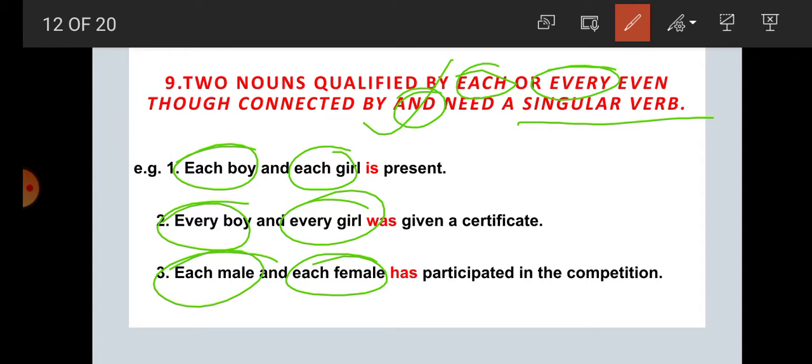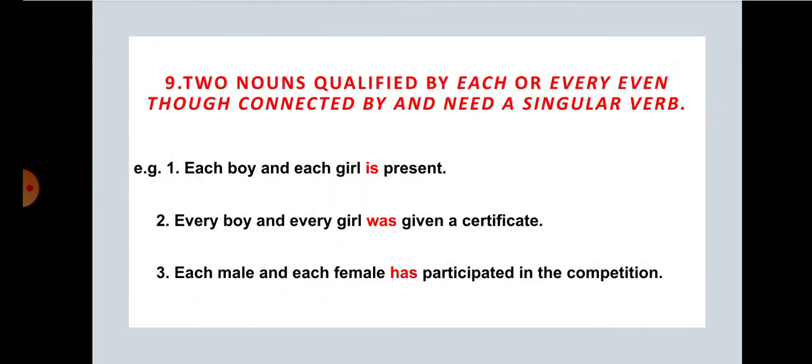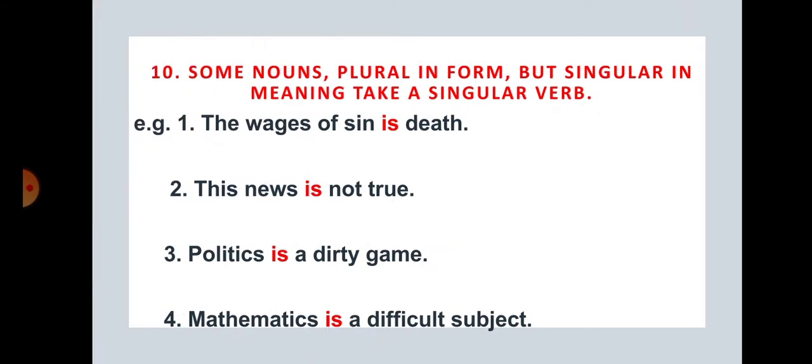So here in the first example, both nouns are qualified by each. All three sentences are connected with and. So we have here, student, a singular verb. In the first sentence, is, singular. Second sentence, was, singular. Third sentence, has, singular. So we have got here that when two nouns are qualified by each or every, even though connected by and, they need a singular verb. Now rule number 10.